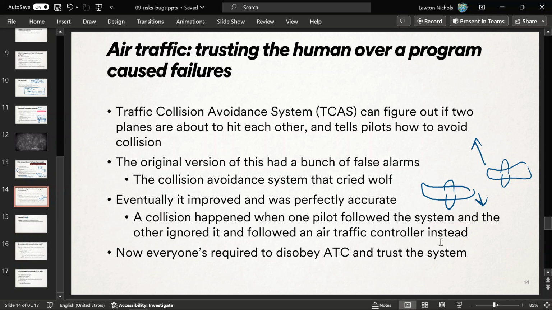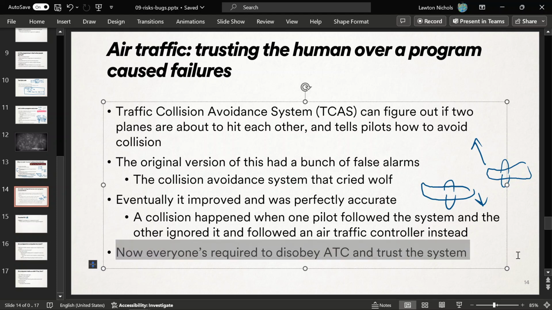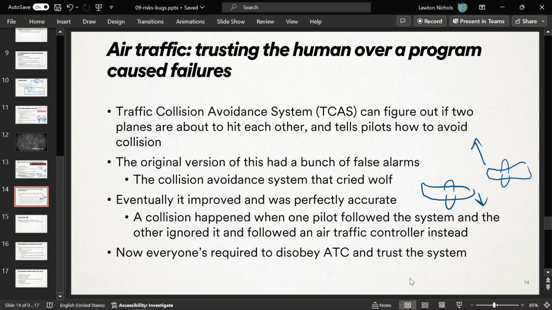Pretty tragic. And now, by law, everyone is required to disobey the human air traffic controller and always follow the TCAS system, which is really interesting to think about. So now it's a program that has the final say over what you do to stay alive. Isn't that cool? Isn't that interesting?